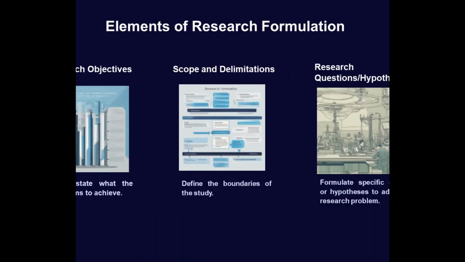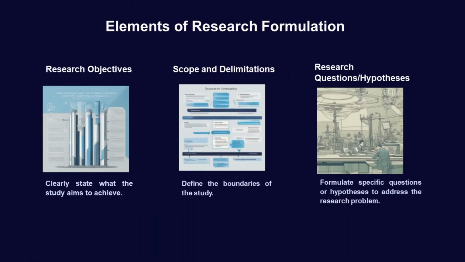Let's explore the critical elements that shape your research design. What are the key elements of research formulation? Research objectives clearly state what the study aims to achieve. First up, we have research objectives. Imagine them as the lighthouse guiding your research ship through the stormy seas of data and information. These objectives are your North Star, providing clarity on what your study aims to achieve. They are the foundation upon which your research stands, ensuring you stay on course.